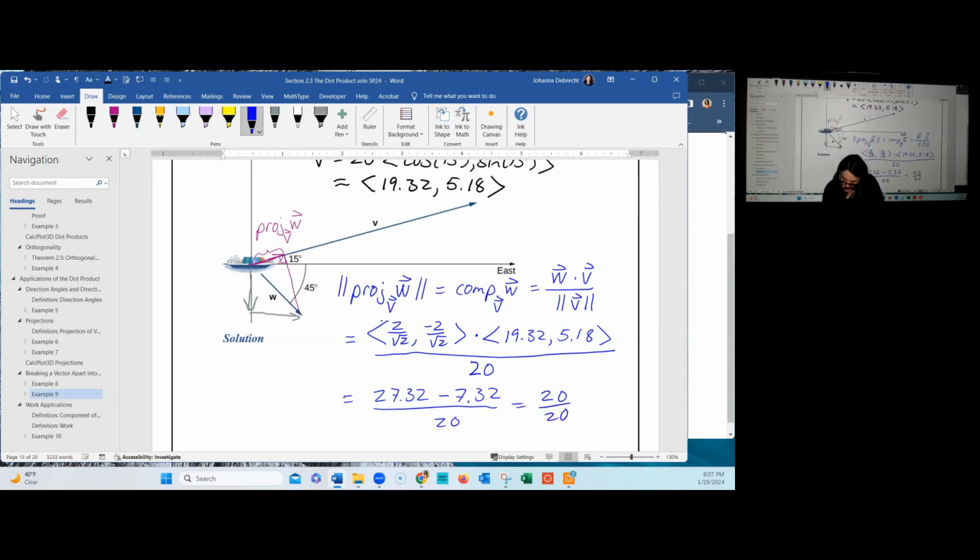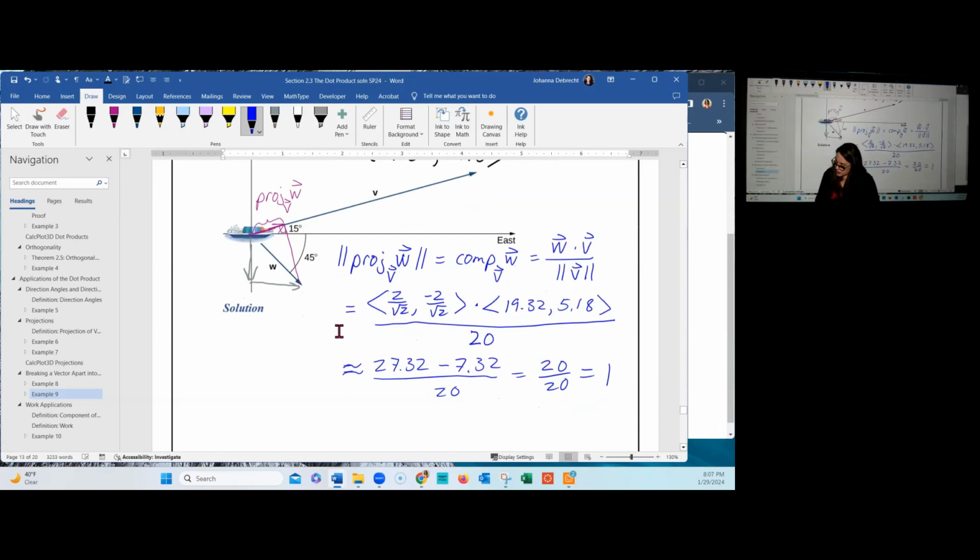And this is an approximation, right? And that gives me 1. What's 1? Well, let's go back to the picture. The projection of the current onto the path of the boat is 1 knot. That's the magnitude of it. Now, the boat itself can go 20 knots, but the current is pushing it 1 knot faster. So in this case, the ship is moving at 21 knots, right? And that is the speed at which the boat is going, faster than it could go by itself.